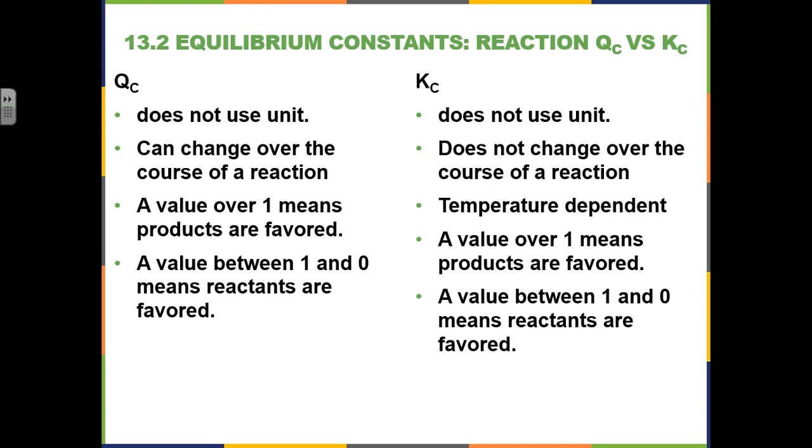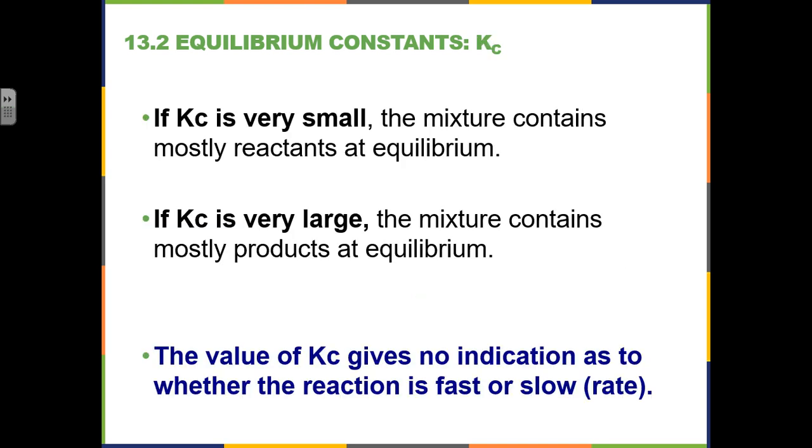Again, they do not use units, and it does not change over the course of a reaction. And so the equilibrium constant is the same, it's static, it doesn't fluctuate. However, it can be impacted by temperature. And just like with QC, a value over 1 means that products are favored, and a value less than 1, but greater than 0, is going to mean that your reactants are favored. Now, just like with the QC, a KC cannot be negative.